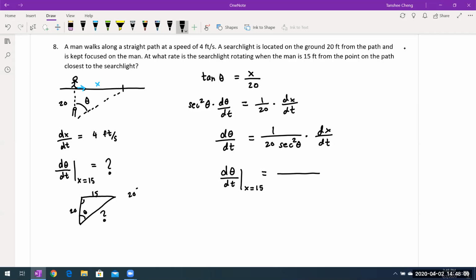So 20 squared plus 15 squared must be equal to z squared, let's say. So what is my z? Once you have that, you have all the information to finish up this example. Are there any other questions before we move on?